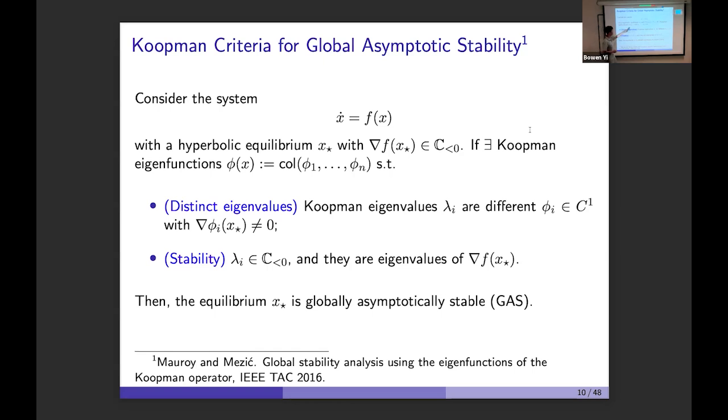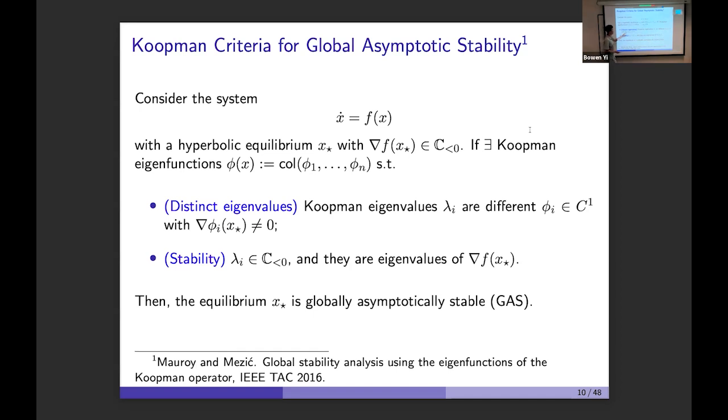So we consider the autonomous system again, x dot equal to f(x), with a hyperbolic equilibrium. It means, for the nonlinear system, there is no center manifold. That means no eigenvalue on the imaginary axis. So the Jacobian eigenvalues are in the open left-hand side.